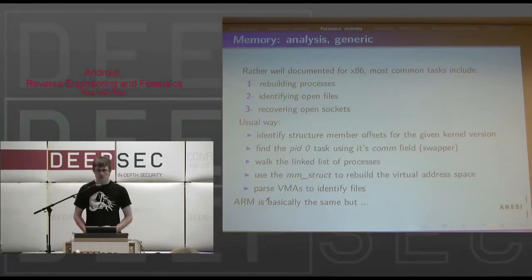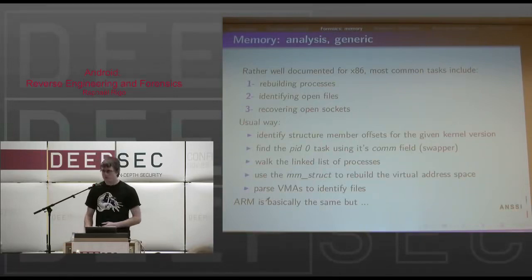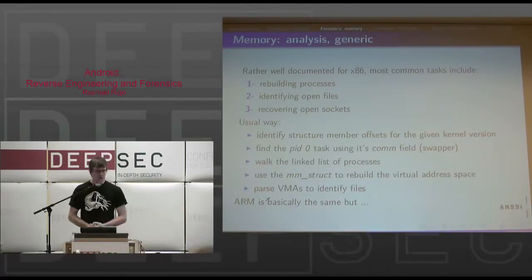Afterwards, all processes are linked in a doubly linked list. So you just walk the linked list of processes, and for each process, you rebuild the virtual address space using the physical memory to virtual address space mapping. And you can also parse VMAs to identify libraries and everything. So this is pretty standard. You have no problem doing this on x86.